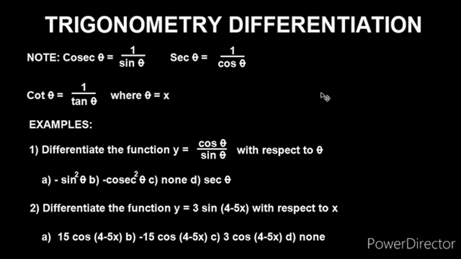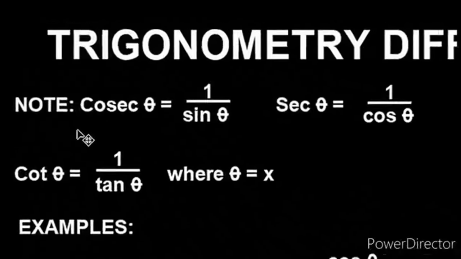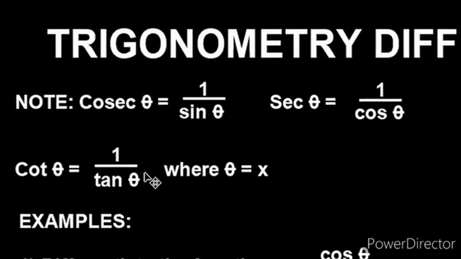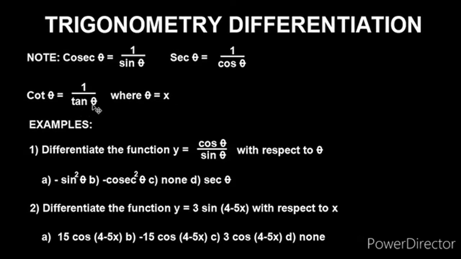Now, after going through this video, you'll be able to solve trigonometric differentiation with Casio fx-991 ES plus calculator easily. Okay, let's begin. Now note that in trigonometry, cosec theta is the same thing as 1 over sin theta. Sec theta is the same thing as 1 over cos theta. Cot theta is the same thing as 1 over tan theta. Very, very important. We're going to see the application of what we have noted here as we progress into the practical section of this video.